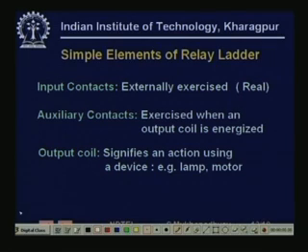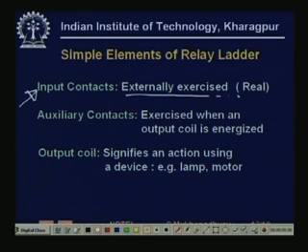Before we proceed, we must mention that these switches are of two types. Some of them are called input contacts. These contacts are abstractions of real physical inputs, like a photo detector that has detected a part, so it has changed from 0 to 1. So an input contact will correspond to the physical photo detector device. Similarly, there may be a limit switch, or a pressure switch, or a push button which the operator pushes physically. Such contacts will be called input contacts, which are externally exercised by the machine, that means external to the PLC, and which are real, that is, corresponding to these contacts there are real physical devices.